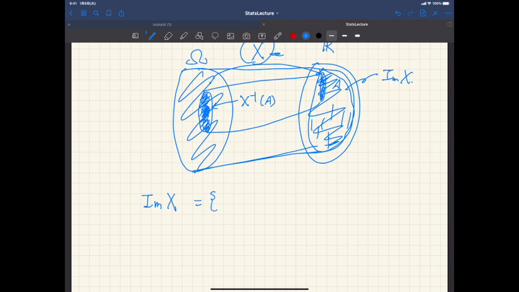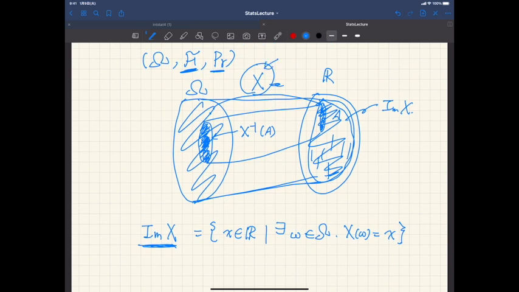So that is, let's say, the set of x in the real numbers such that there exists some omega such that X of omega is this x. Basically, this image of X is the set of all values which this function X can take.